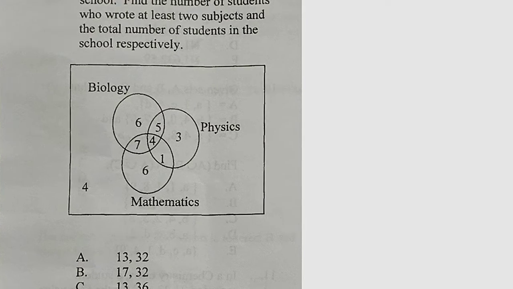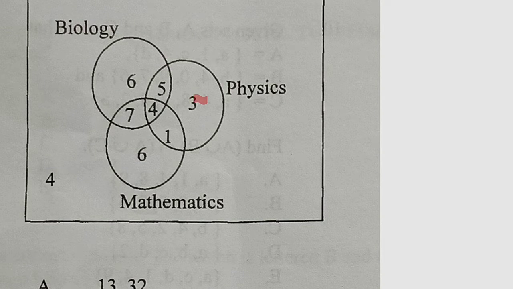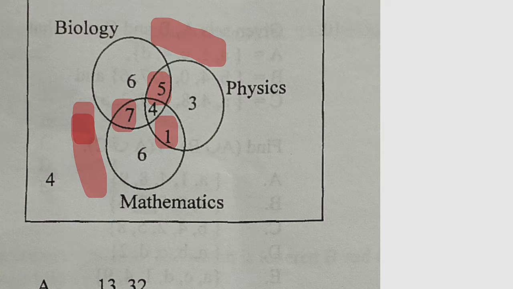So let me zoom this a little bit. The 3, 6 and 6 here represent one subject only. So this is physics only, biology only, and mathematics only. But we are talking about at least 2. You can see here we have 7 for biology and mathematics, 5 for biology and physics, 1 for mathematics and physics, and 4 for all the 3 subjects. So we are concerned with 2 or more than 2.